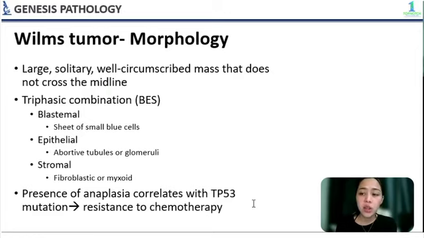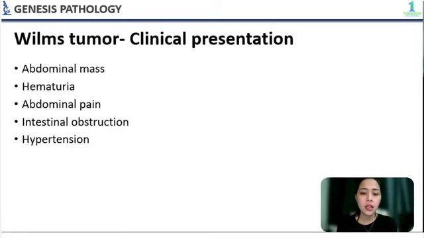The presence of TP53 mutation signifies anaplasia and resistance to chemotherapy. So clinical presentation, again, abdominal mass that usually does not cross the midline. Pero kung nag-cross man siya sa midline, usually ma-differentiate mo siya from neuroblastoma. Kasi dito, mas common yung hematuria and hypertension.